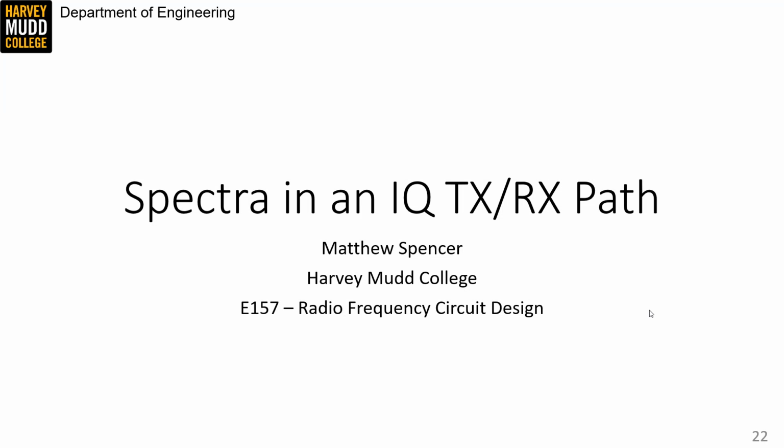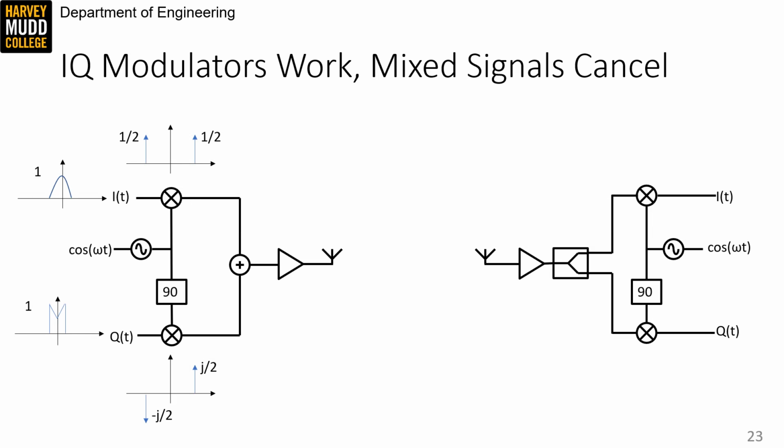In this video, we're going to look at how signals move through an IQ transmitter and receiver to demystify the behavior of IQ transceivers. This slide shows an IQ transmitter and an IQ receiver. I've drawn some example I and Q signals on the left, and the LO that they'll be multiplied by appears next to the mixers.